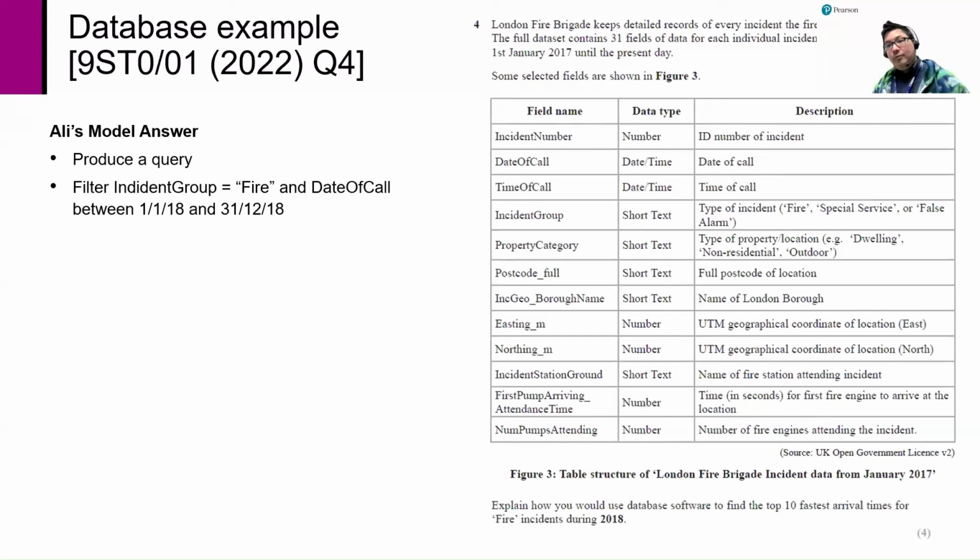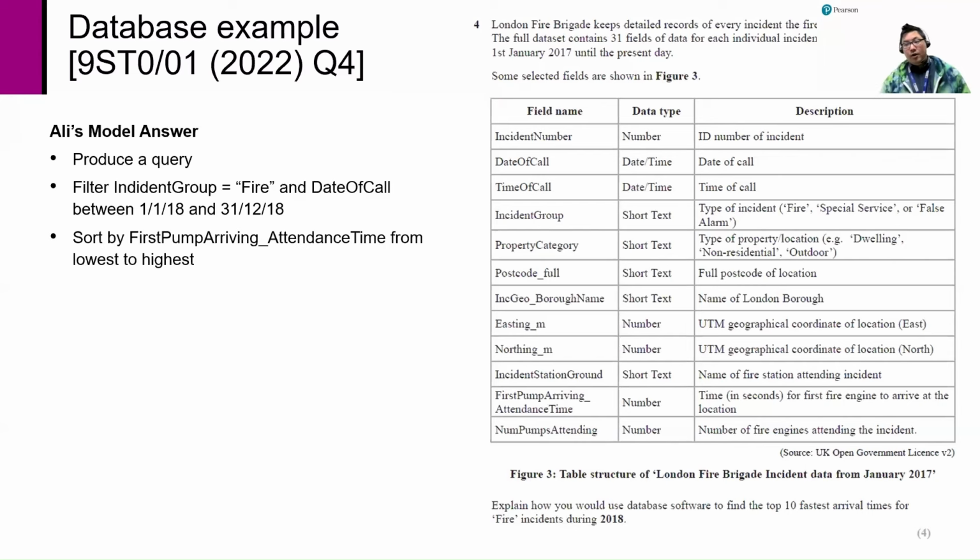But I also want them to be the fastest arrival times. So I'm going to sort by first pump arriving attendance time. That's the thing in the table that tells you how long it took a fire engine to arrive. I want to sort it from lowest to highest. And then I only want the first 10, so I'm going to select the first 10 records.